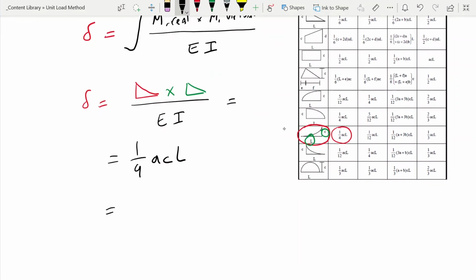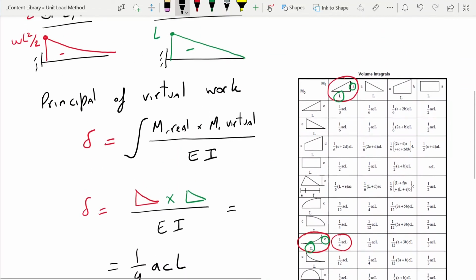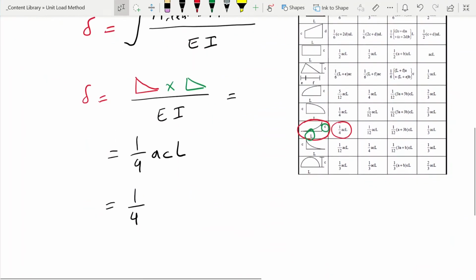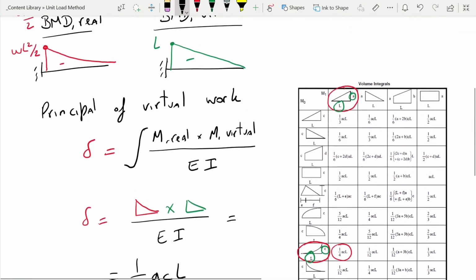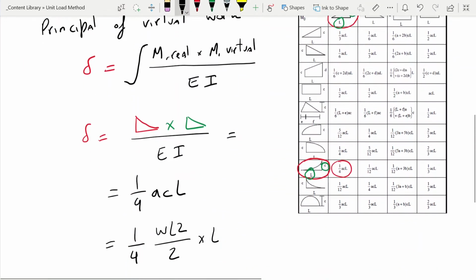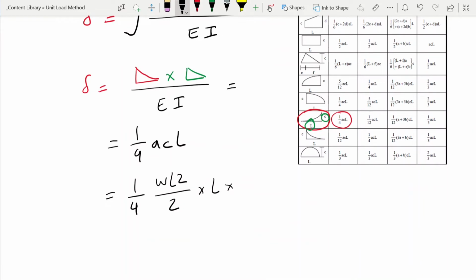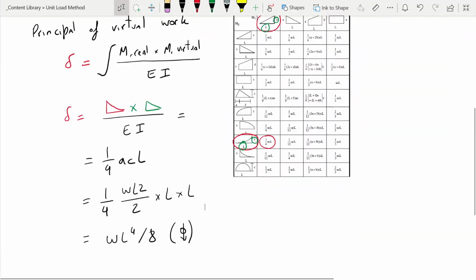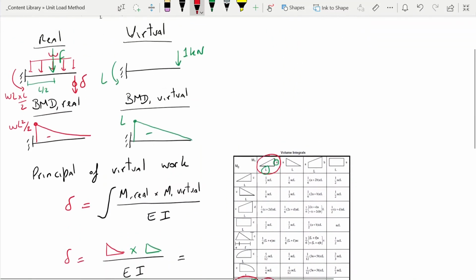So now we write that this displacement is going to be 1 over 4 times the value in the parabola, which is WL squared over 2, times the value in the triangle, which is L, and then again times L, that comes from the formula. So at the end, our solution will be WL to the 4 divided by 8, and since this is positive, it means our displacement is going to go down. So this is it for the displacement of the tip, but this question also asks for the rotation.